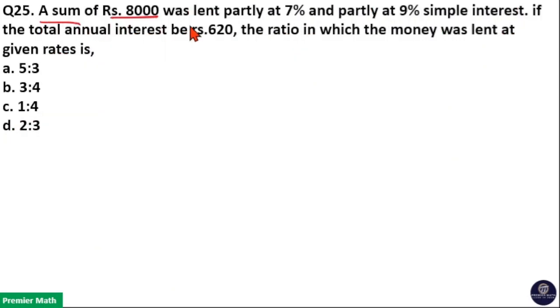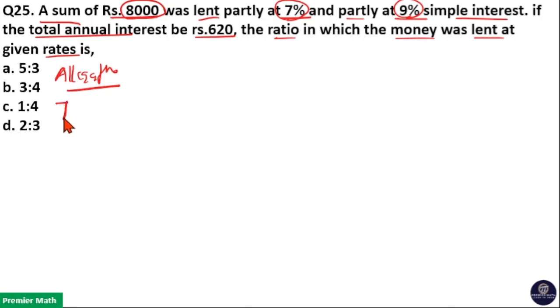A sum of rupees 8000 was lent partly at 7% and partly at 9% simple interest. If the total annual interest is rupees 620, the ratio in which money was lent at the given rates is. Here we use the allegation method. One part of 8000 is lent at 7% and the other part lent at 9%. Now, the total annual interest is 620, means this 620 is received from the 7% and 9% of 8000.